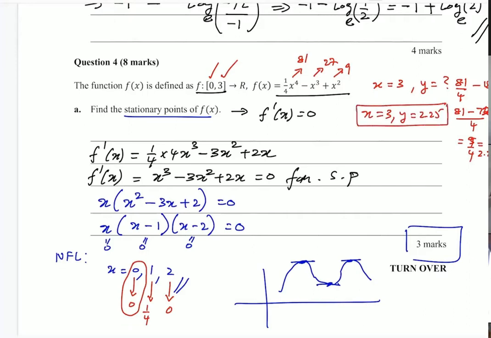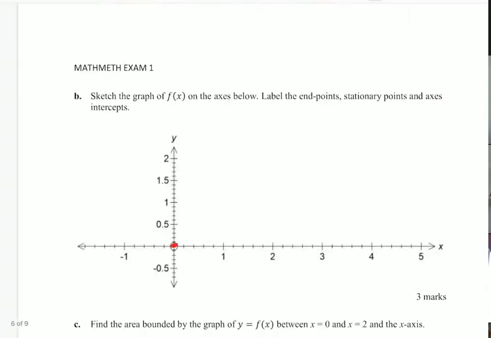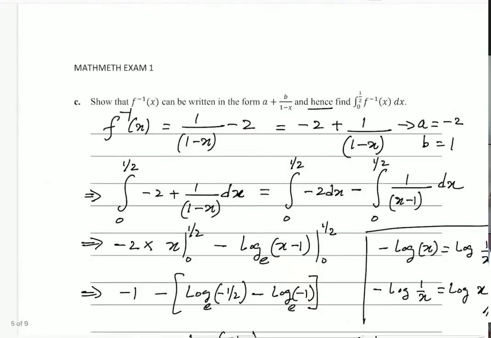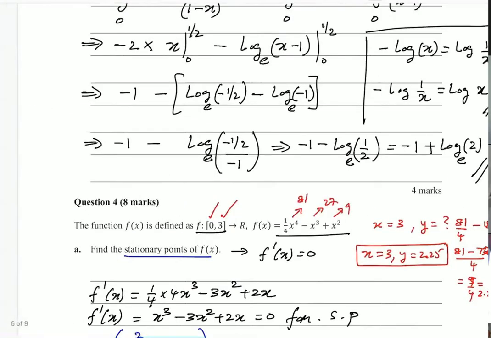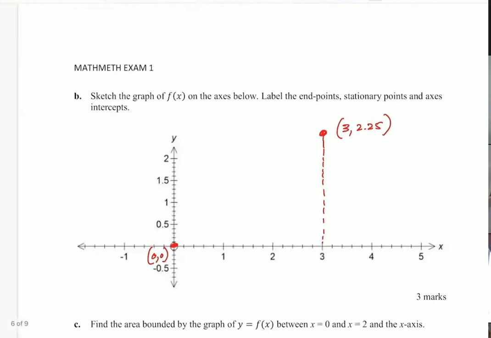So you have to feel this pain in the exam. Now you have everything here. When x is equal to 0, it is 0 here. When x is equal to 3, it's going to be 2.25 somewhere here, the point (3, 2.25). And 0, 0 is here. Now you have to see the stationary points, 1 and 2. When it is 1, it would be 1 divided by 4, which is somewhere here.